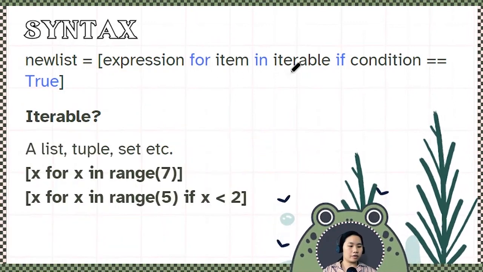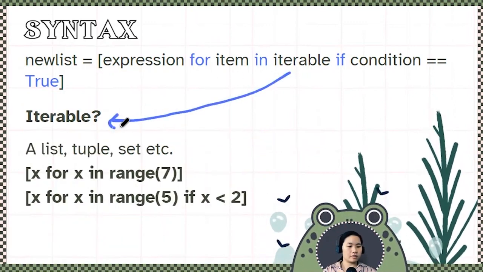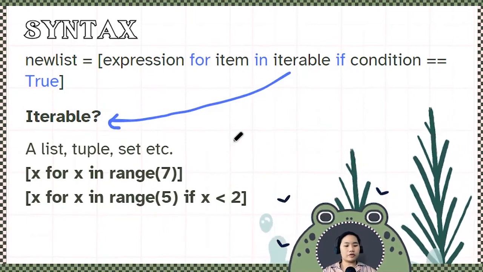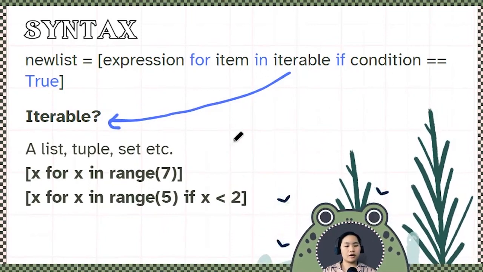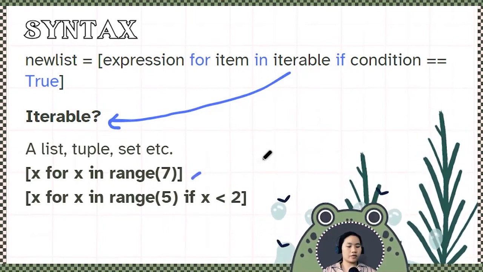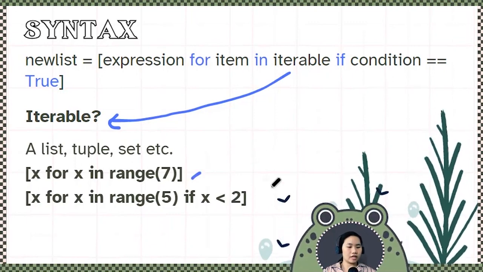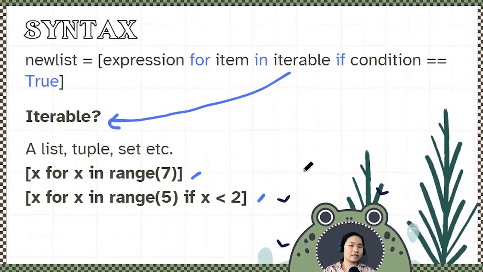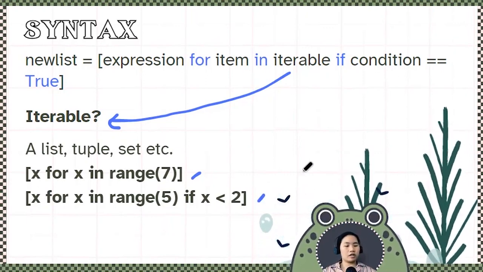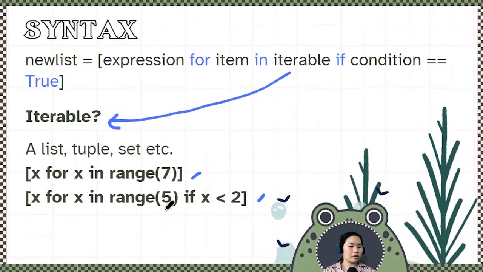Next up, iterable. What does this mean? An iterable can refer to a list, tuple, set, or dictionary. For example, x for x in range 7 and x for x in range 5 if x is less than 2. I will give you a little bit of a demonstration for this part and all of the other parts too, as a matter of fact.